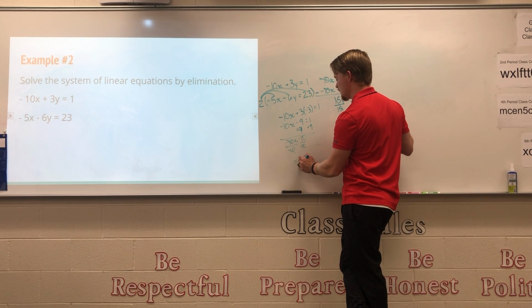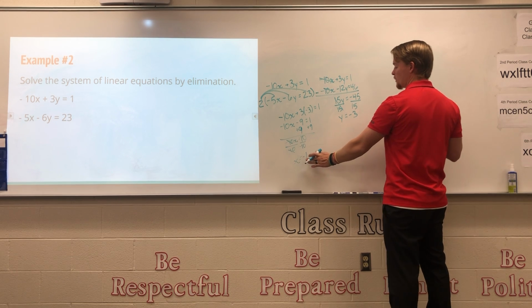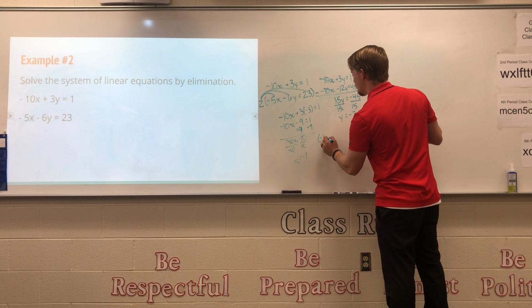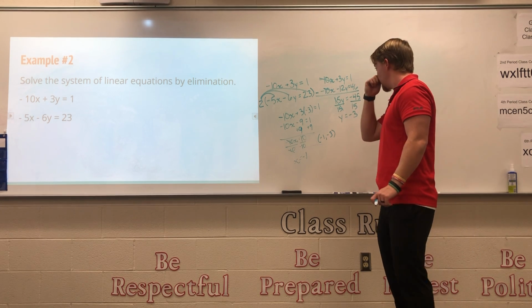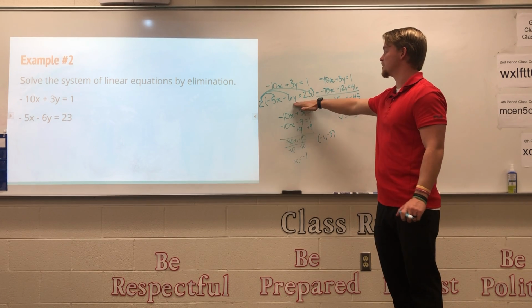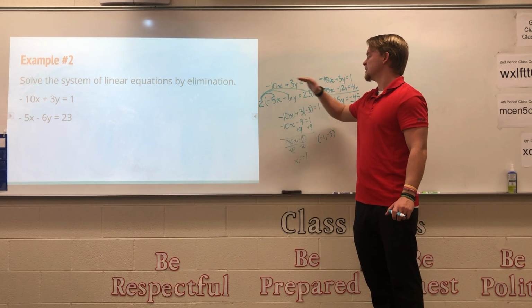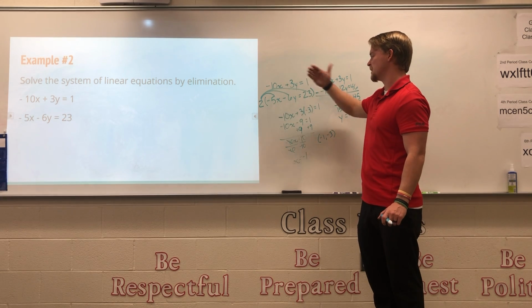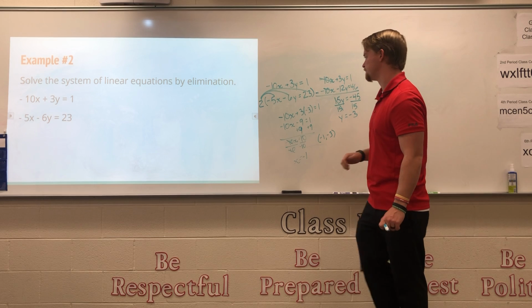X equals -1. So our ordered pair for this one would be -1, -3. So that's an example where you have to multiply one of the equations by a constant to get one of the pairs of coefficients to be the same or opposite. And then from there you're solving and getting your x and y.